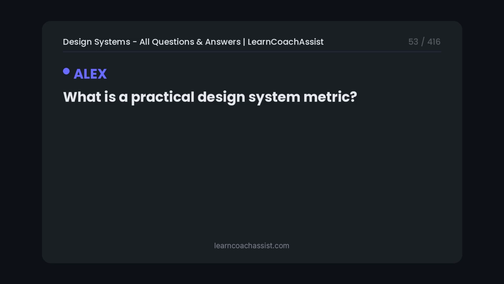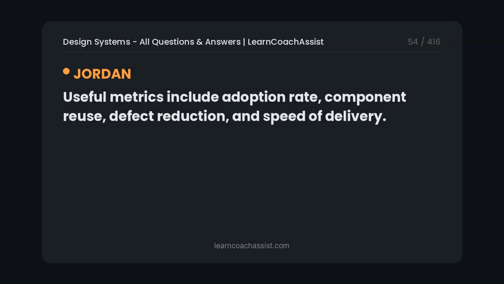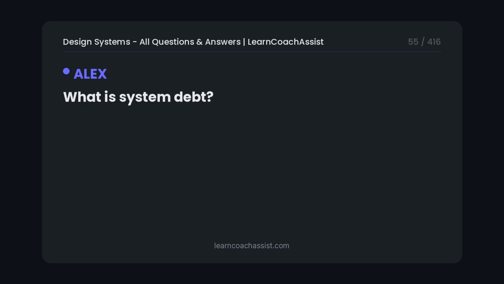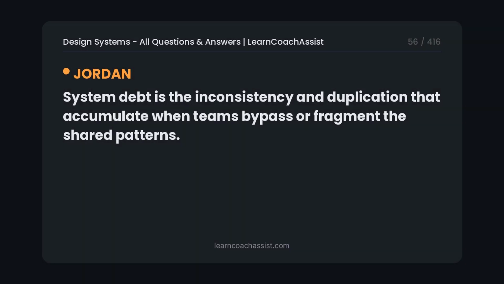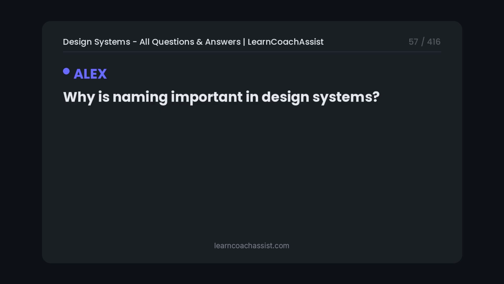What is a practical design system metric? Useful metrics include adoption rate, component reuse, defect reduction, and speed of delivery. What is system debt? System debt is the inconsistency and duplication that accumulate when teams bypass or fragment the shared patterns.